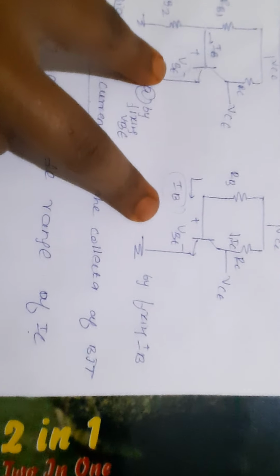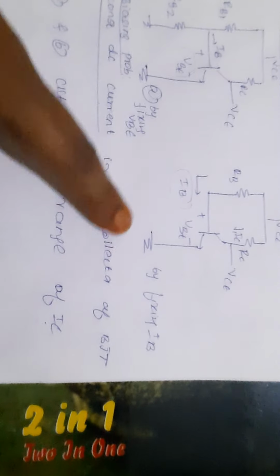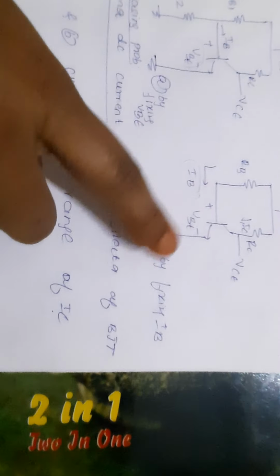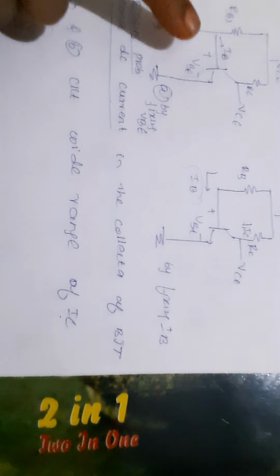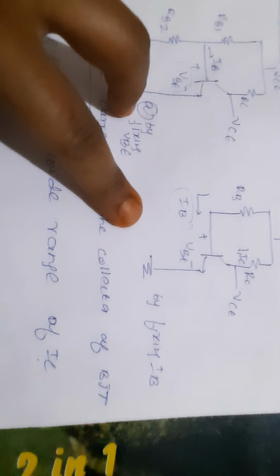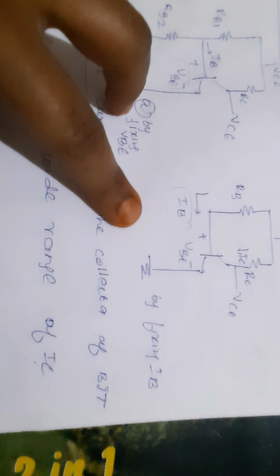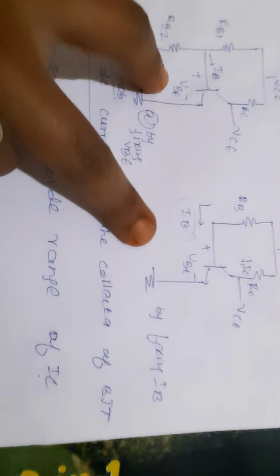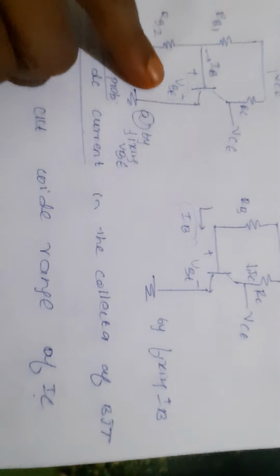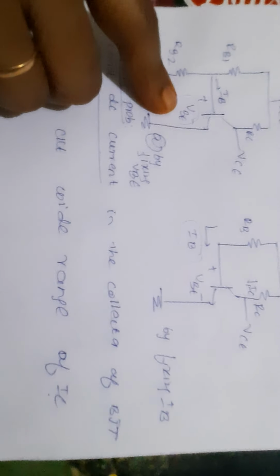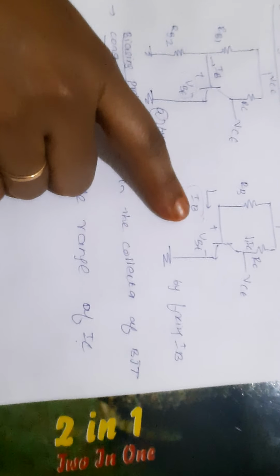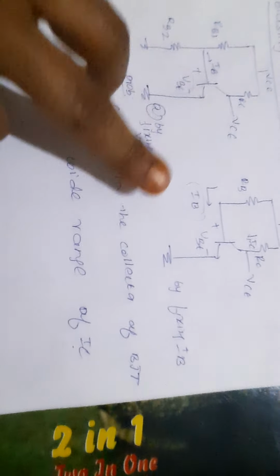Now we have chosen two circuits, figure A and figure B. Figure A is biasing by fixing VBE. Figure B is biasing by fixing IB. Here VBE is constant, here IB is constant. But both these circuits result in a wide range of IC. We want constant IC, but both of them give large variation in IC. So both of them are not recommendable. A small variation in VBE results in a large variation in IC. Even a small variation in IB will result in a large variation in IC. We want constant IC. So both are not recommendable.